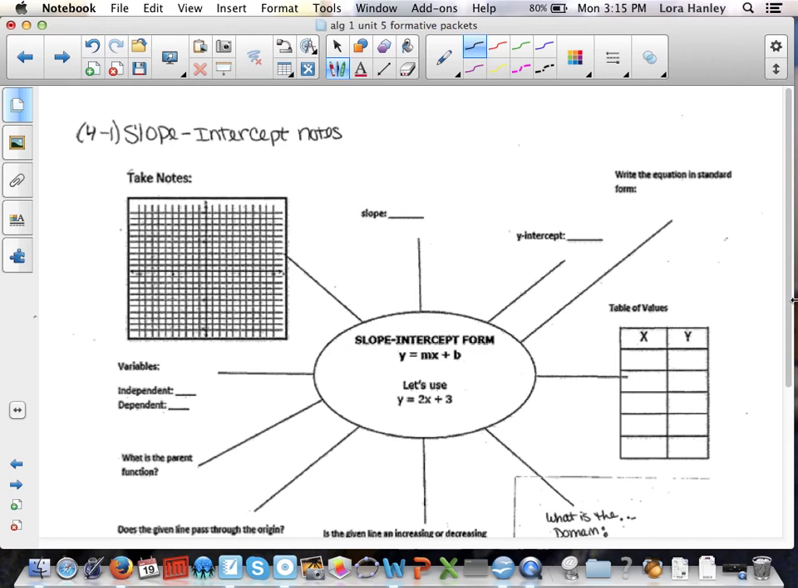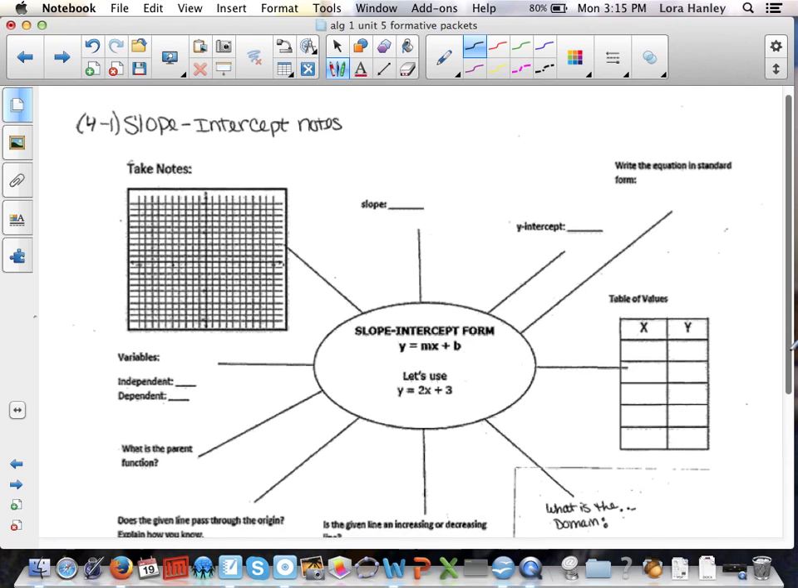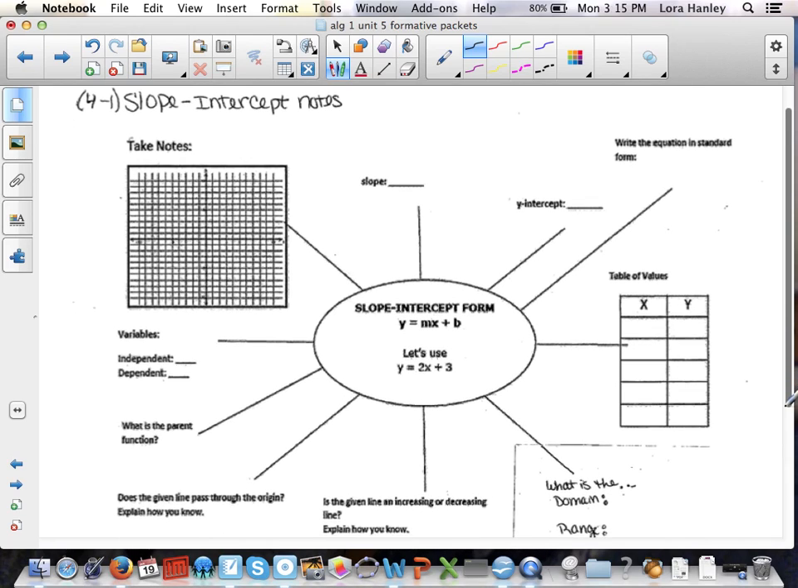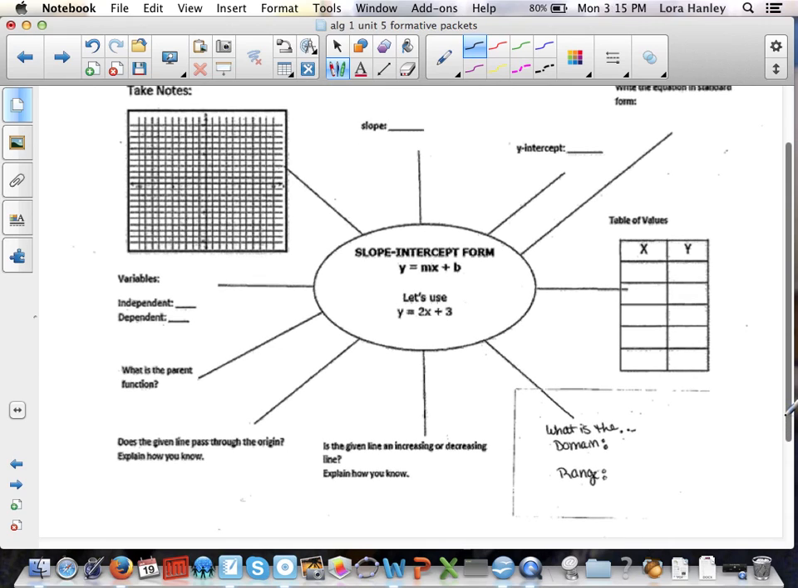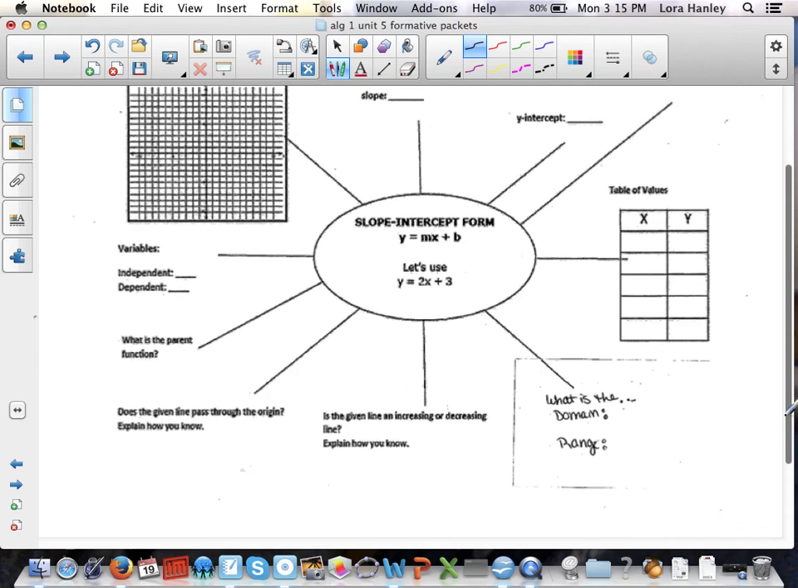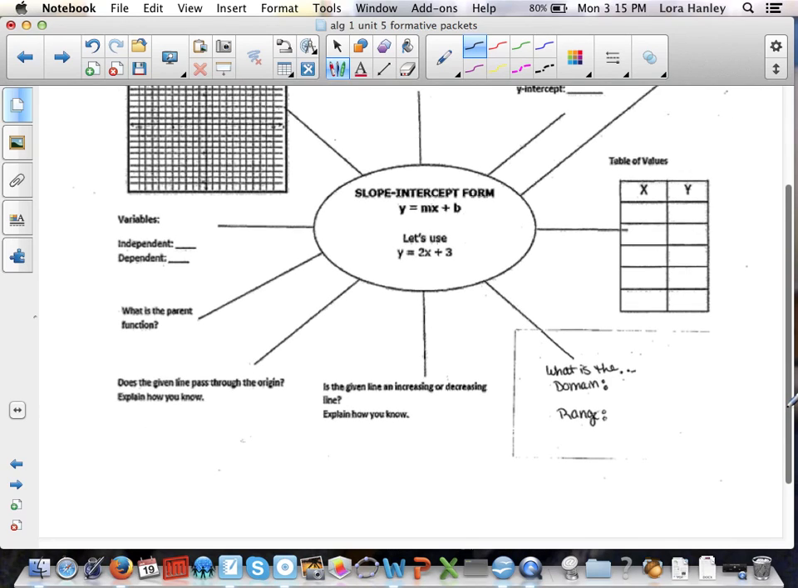We now want to take a look at analyzing a linear function in all different ways here. So we're looking at a function that's in y equals mx plus b, slope-intercept form, and that is y equals 2x plus 3.